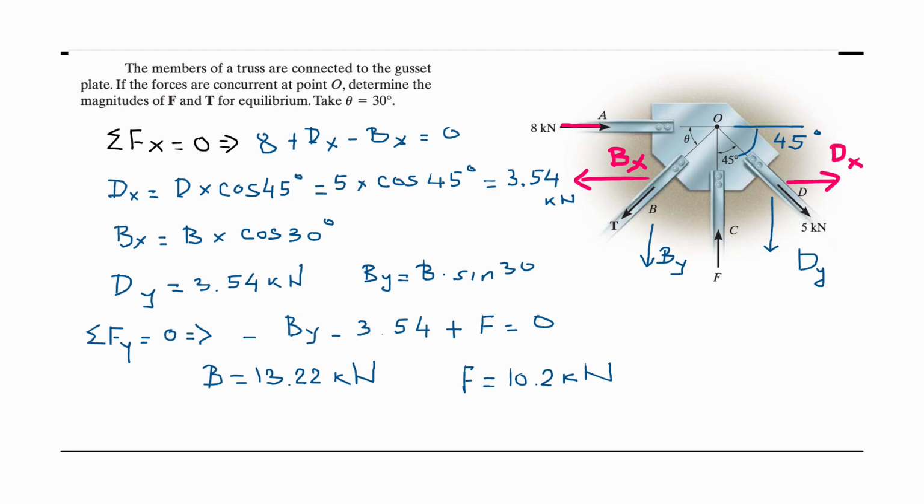So don't be confused. Here is B. That's why I put here Bx and By, and they are requesting from you to find the value or magnitude of the force T. So T and B are the same. So this was the example regarding equilibrium of a particle.